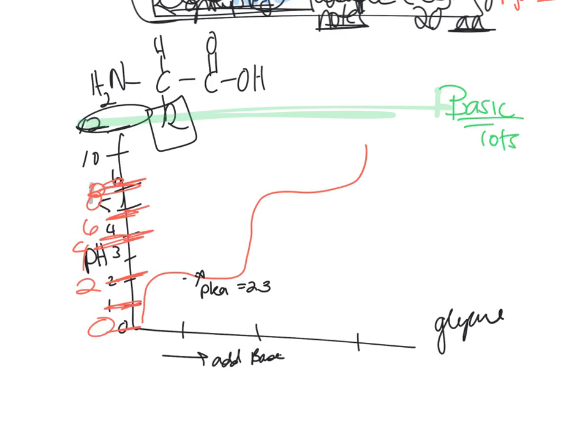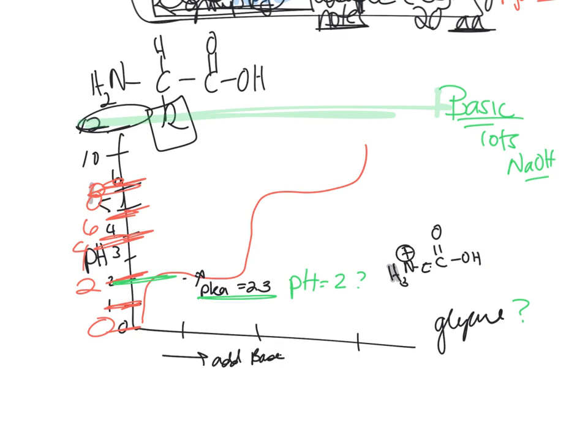Lots of sodium hydroxide has been added. So what does your structure look like for glycine at a pH of 2? Well, the carboxylic acid is protonated, and so is the amine. Everything gets protonated.